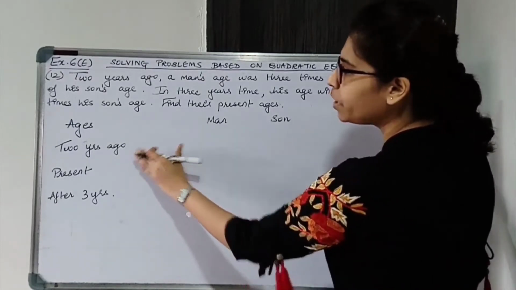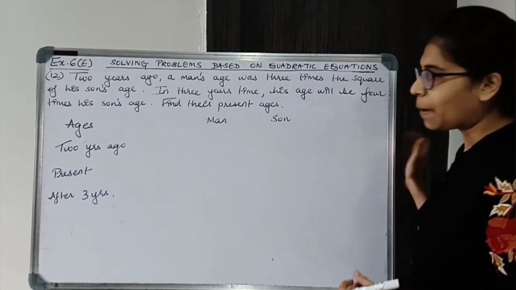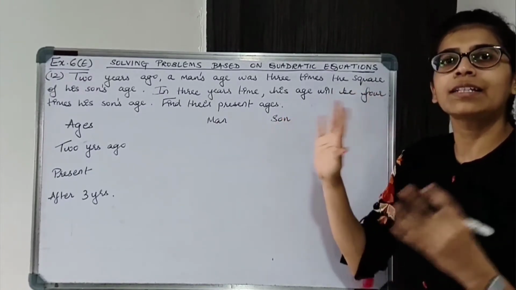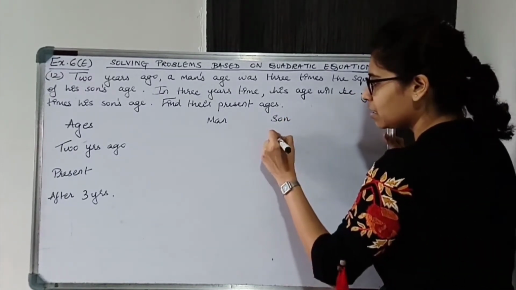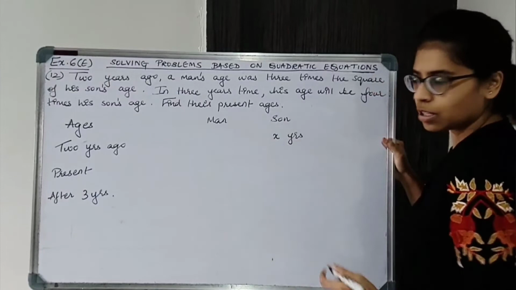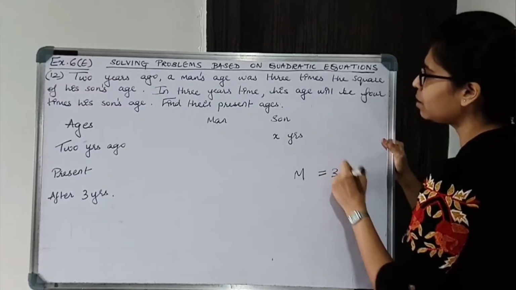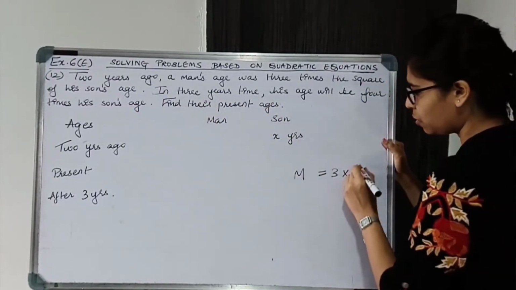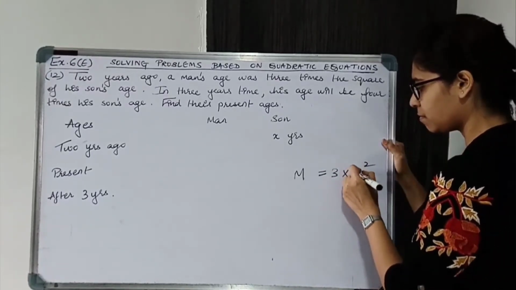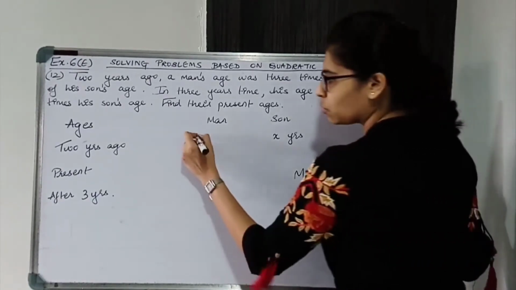Now, 2 years ago, a man's age was 3 times the square of his son's age. Man's age is dependent on the age of the son. So son's age we take as x, okay? So let's say his age is x years, 2 years ago. Okay, what will be the man's age? The man's age was 3 times the square of his son's age. So square of the son's age. Son's age is how much? So it will be 3x square. Okay, so 3x square.